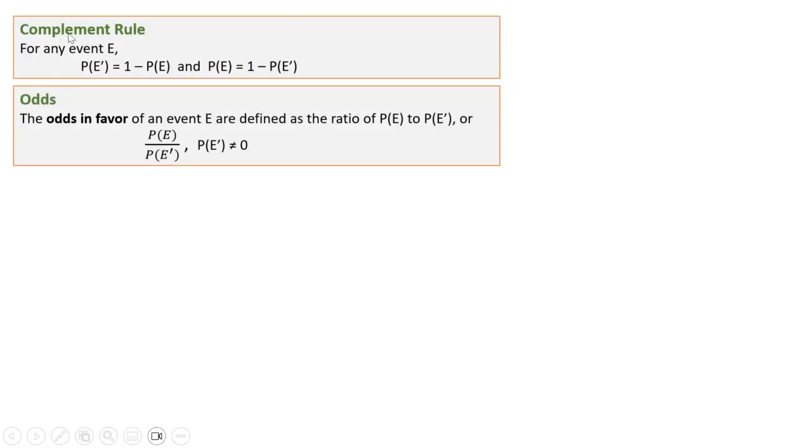Okay, now, this is called the complement rule. For any event E, the complement, which means not E, is going to be 1 minus the probability of the event. Or the probability of the event will be 1 minus the probability of the complement. Let me show you a quick example of what they're talking about here.